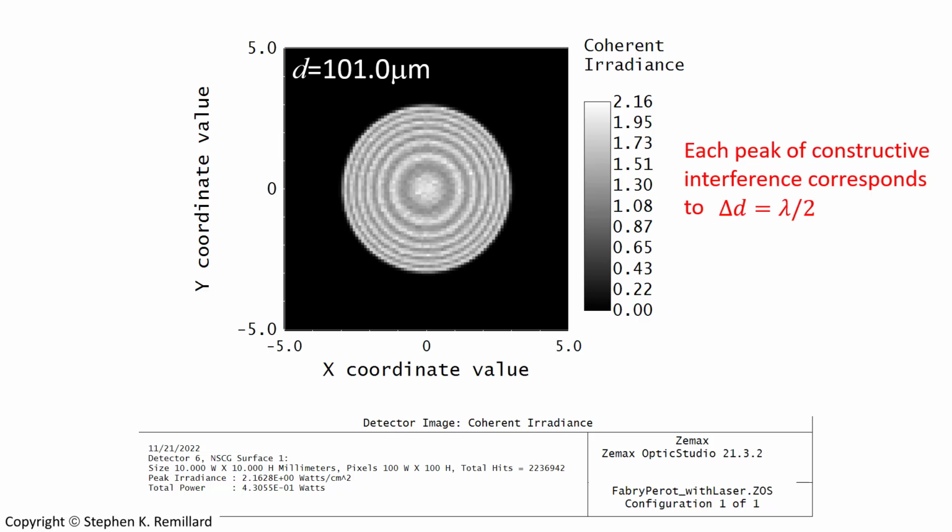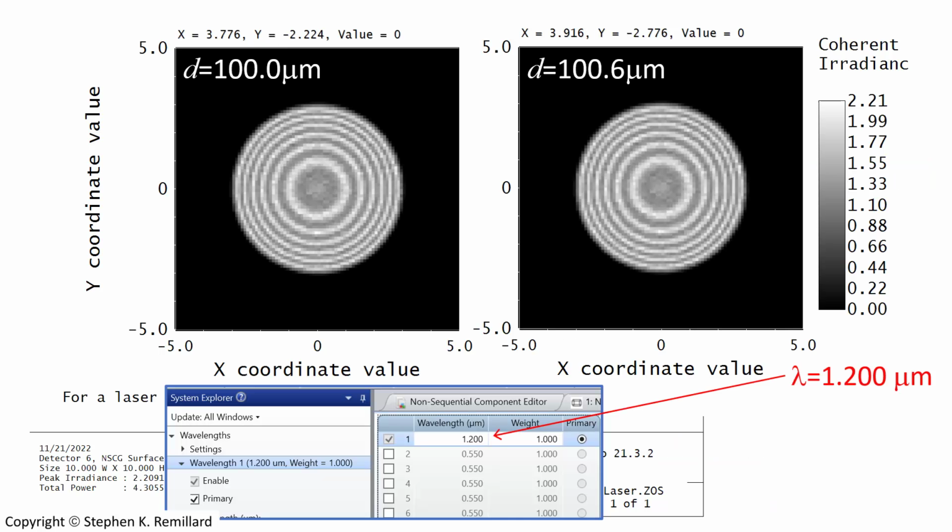The question is, by how much do I have to change the mirror spacing to get the fringes to move by one fringe? The way to determine the fringes moving by one fringe is to find two positions where the pattern's identical. At a spacing of 100 microns and a spacing of 100.6 microns, you see really identical bullseye fringe patterns. It took 0.6 microns to get one fringe to pass by. That's half a wavelength. And that's the idea, that when you have displaced the mirrors by half a wavelength, you get one fringe. And that's exactly what happens here.